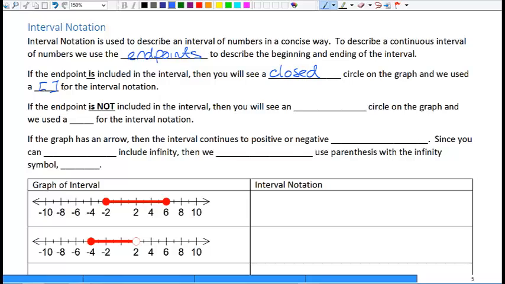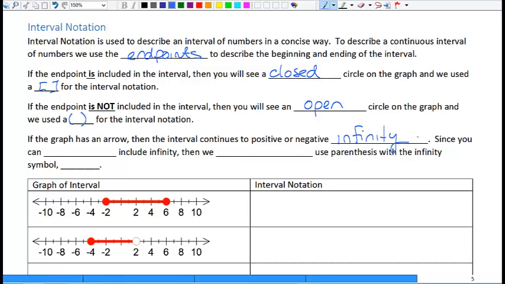If the endpoint is not included in the interval, then you will see an open circle on the graph, and we will use a parentheses for the interval notation. Now, if the graph has an arrow, implying that it keeps going on forever in one direction, then the interval continues to positive or negative infinity.